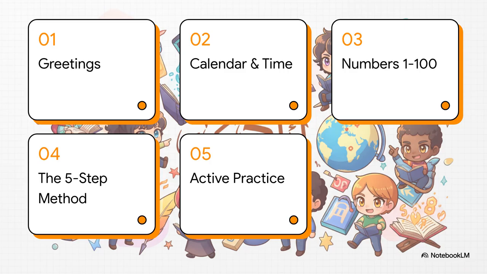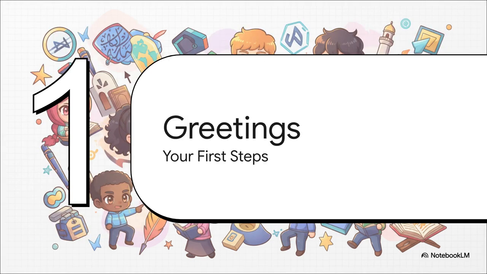So here's our game plan for today. First, greetings. Second, calendar and time. Third, numbers 1 to 100. Fourth, the 5-step method. And fifth, active practice. Starting with Section 1, Greetings, your first steps.